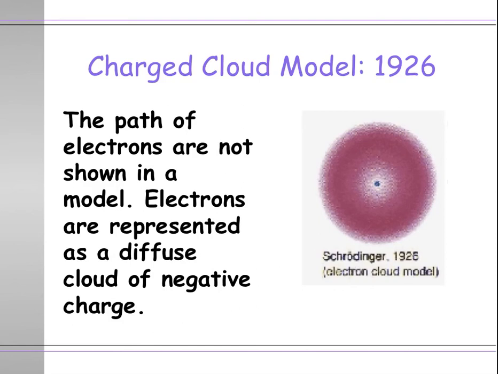If you just look at the diagram, you'll notice in the center is our void. It's white, that's where the nucleus is, so there's no electrons in the nucleus. And then the rest of it is like a fuzzy cloud, so that's where the electron can be. So putting everything together, the path of the electrons is not shown in the model because electrons are that diffuse cloud, that blurry area of negative charge.